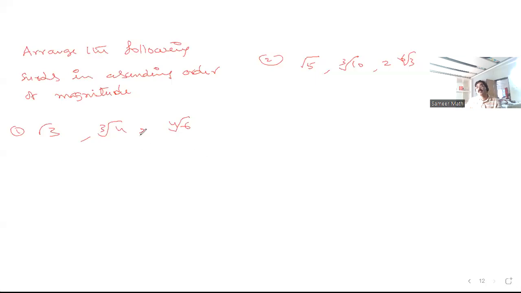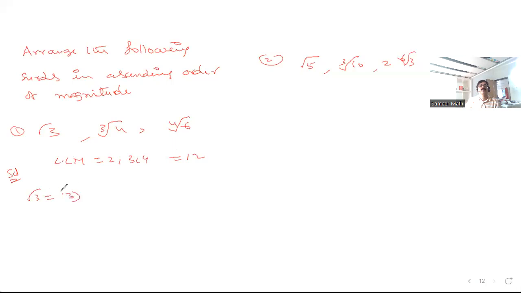You see the next question. They may ask you like this: arrange the following surds in ascending order of magnitude. So what to do here? First, you see that surds of different orders are given, so we cannot do anything now. What we are supposed to do first is make the order of the surds the same. So now you see the LCM. What is the LCM of 2, 3, 4? It is 12.